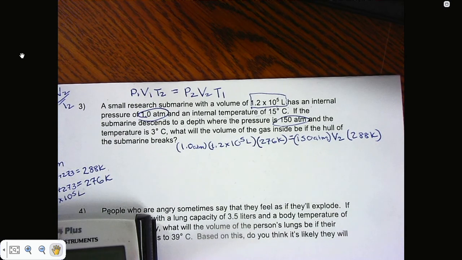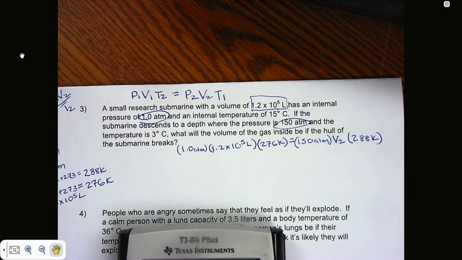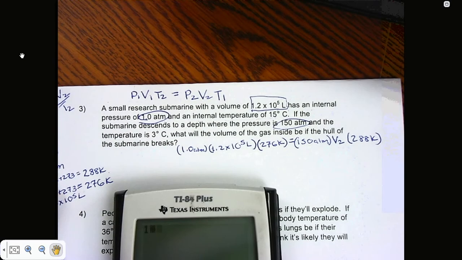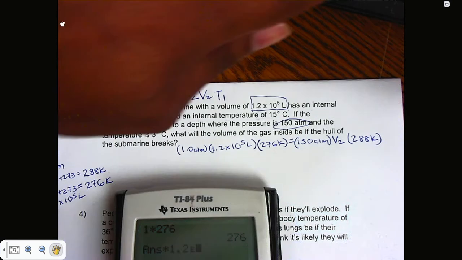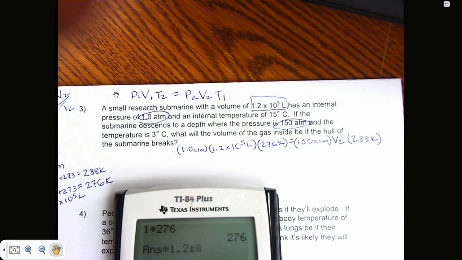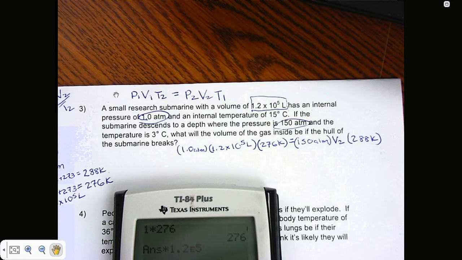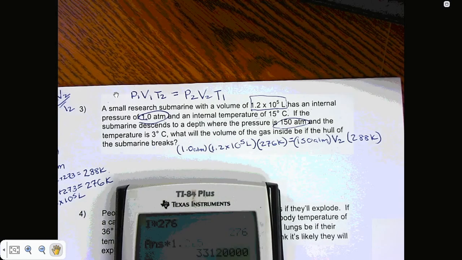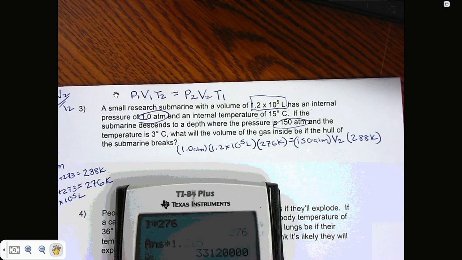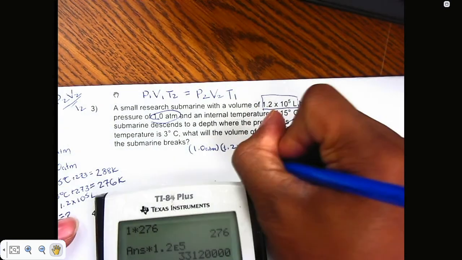If I'm multiplying 1 times 276, it's going to be its own product. And I'm going to next multiply that by 1.2 times 10 raised to the 5th power. And that will yield a large number, which can then be compared to the numbers on the other side.